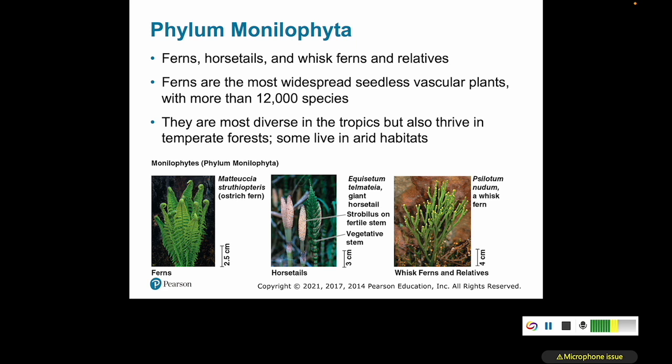Monilophytes are ferns, horsetails, and whisk ferns and their relatives. Ferns are the most widespread seedless vascular plants, more than 12,000 species. The horsetails, at one point during their evolutionary history, were richly dispersed. There were a lot of types of these plants. Now we just have really this one genus left, and then whisk ferns and their relatives. They're most diverse in the tropics. They also thrive in temperate forests and in arid habitats.